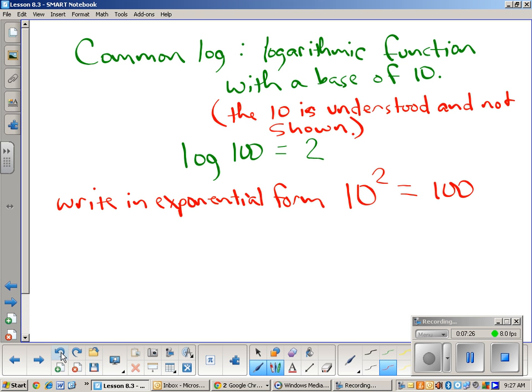Write in exponential form. Looks like I already did it for you. I had saved it on there. I'll erase it and write it back in. Remember, this is base 10, and the rule says the base to this power is equal to this number. Is that a true statement? Is 10 squared equal to 100? Yeah.